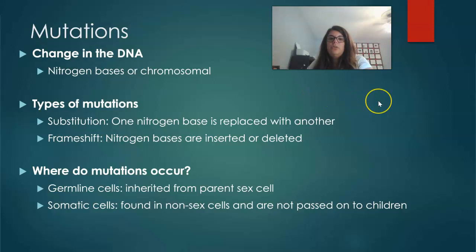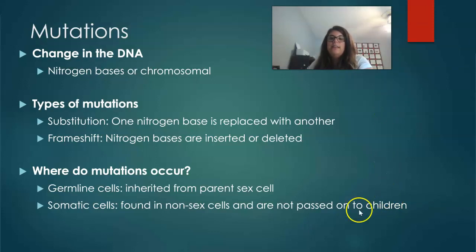Mutations can occur in both types of cells. They can occur in your germline cells, so these are going to be in the sperm or egg cells, and typically these will be inherited from your parents. And then they can also be found in somatic cells. These are the non-sex cells in your body, and these are not going to be passed on to your children.